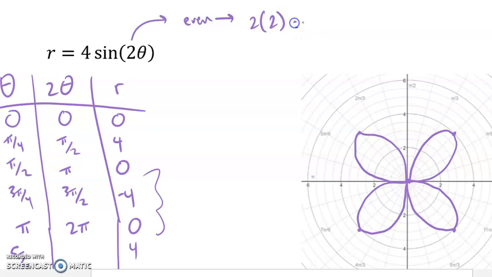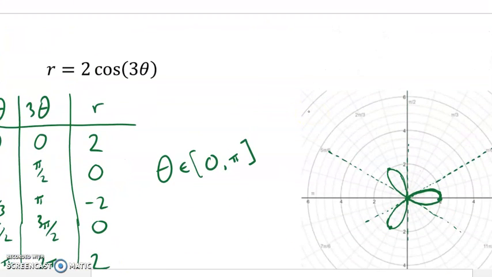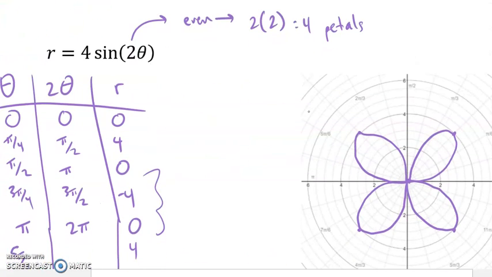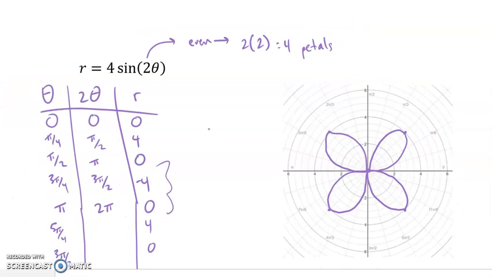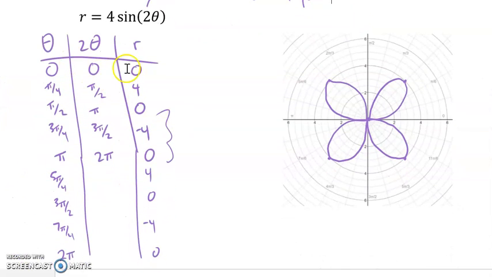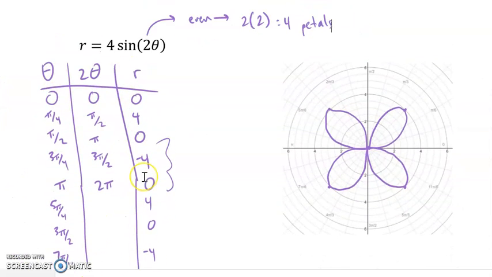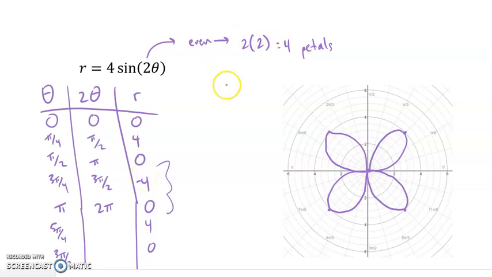When we have 2 here, 2 is even, which means double that to get that many petals. So if the coefficient is odd, then the coefficient is the number of petals. That was 3 up here. If the coefficient is even, you double it. Not only that, but more significantly for our purposes, we notice that we need to take theta all the way from 0 to 2 pi in order to complete the cycle. So theta goes from 0 to 2 pi to create the entire graph.